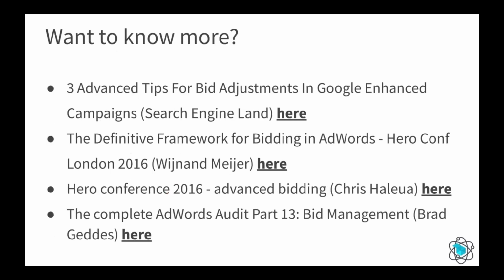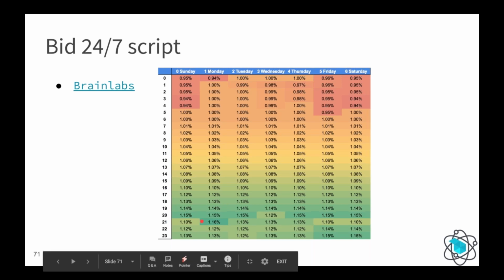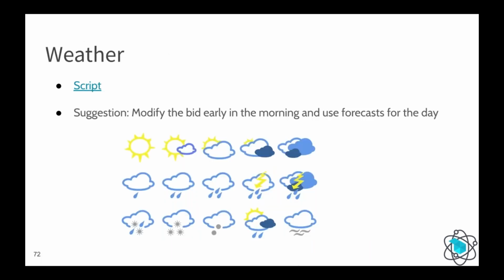If you want to know more, in the presentation, you will see a few articles that are going a little bit deeper. And I want to spend the last couple of minutes to show a couple of scripts that are at a more advanced level. There's a famous script from Brain Labs that allows you to bid based on the conversion rate variations by hour and by day. There's a really nice script from Google that allows you to bid by weather.